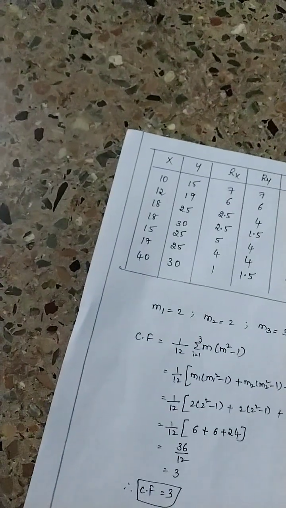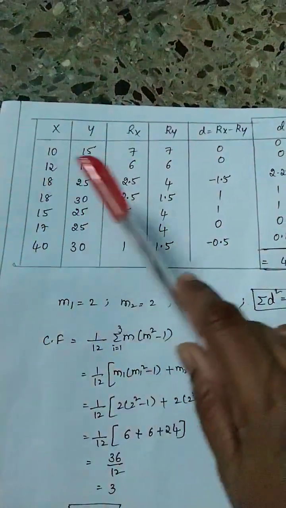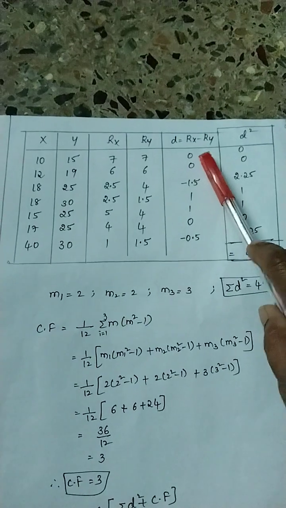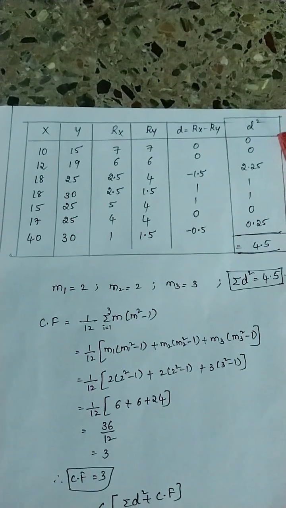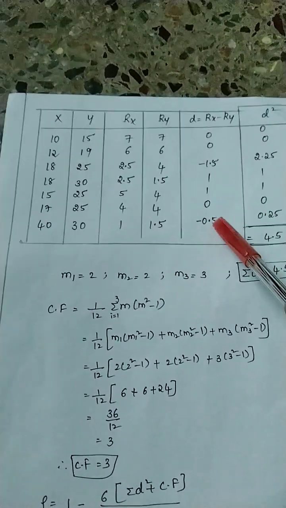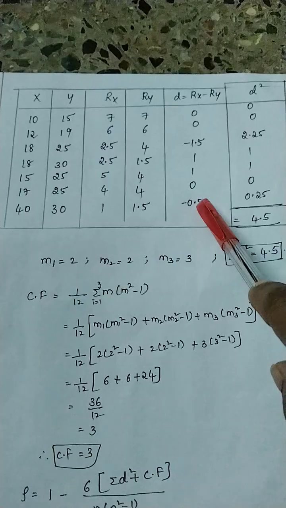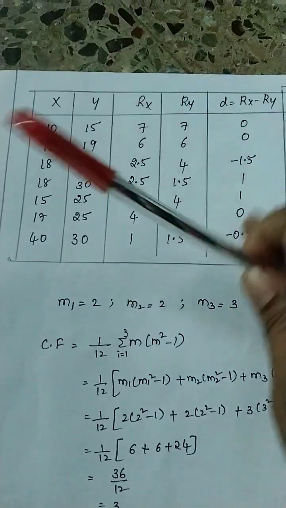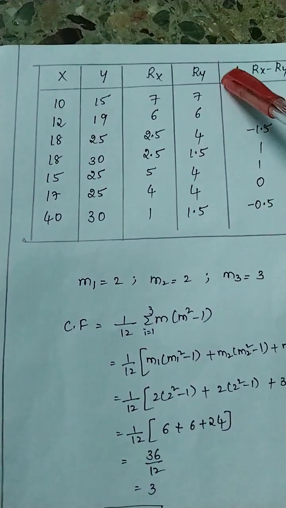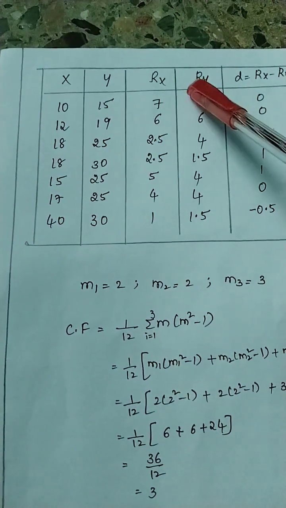So this is the question. We are going to write the values of the rank of x series and the rank of y series, and the d and d square. The columns you are going to find out are the same, but how to find out the ranks is not the same. Why? Because here the ranks are repeated. So first we are finding out the ranks for the x series and the ranks for the y series. Okay, the ranks for the x series.